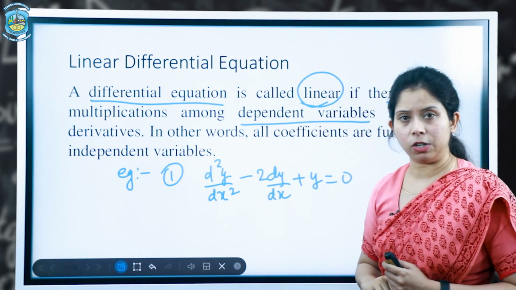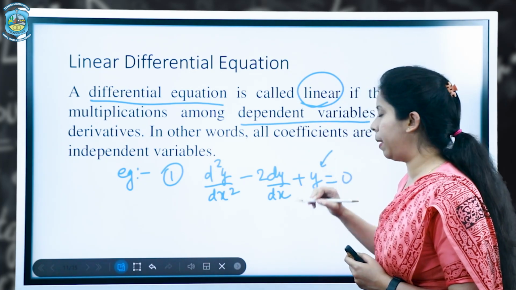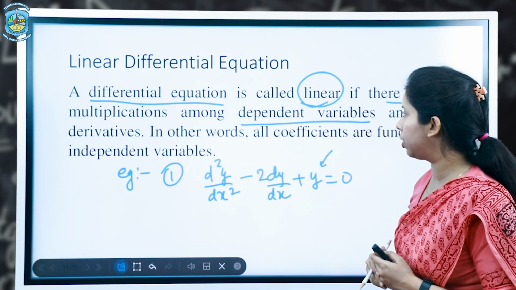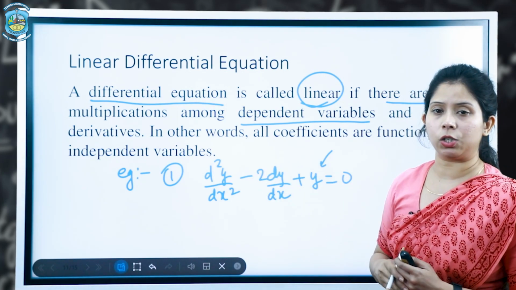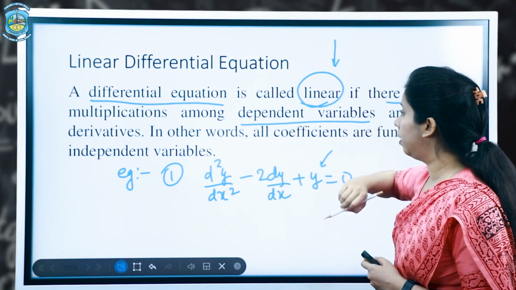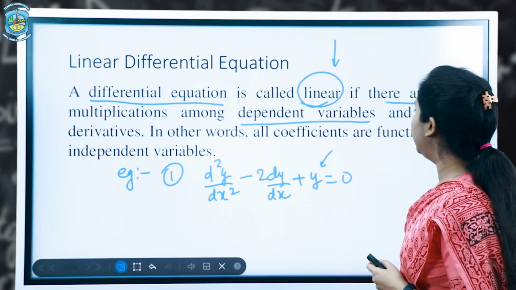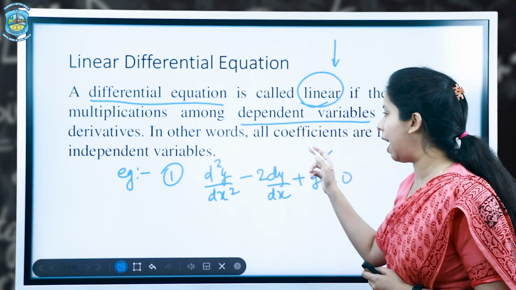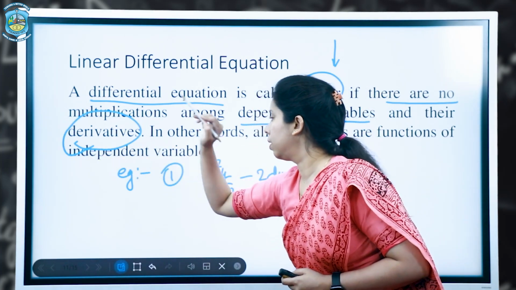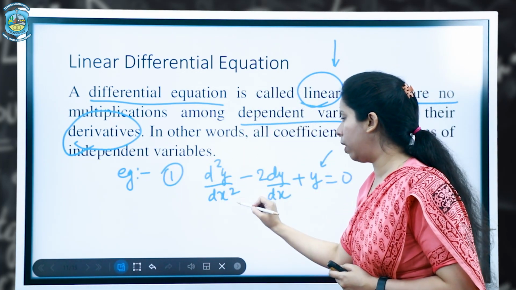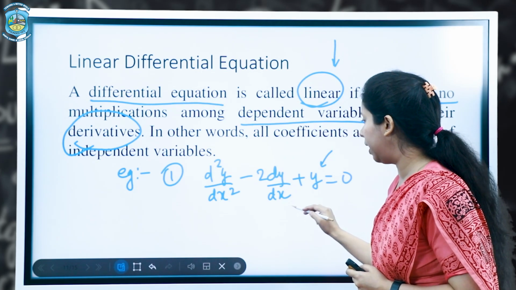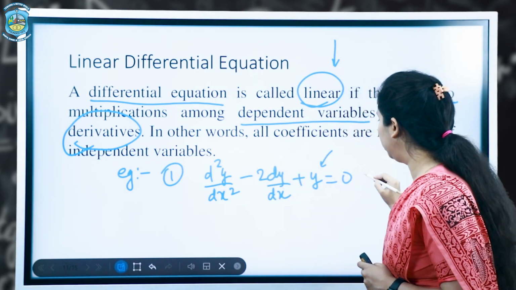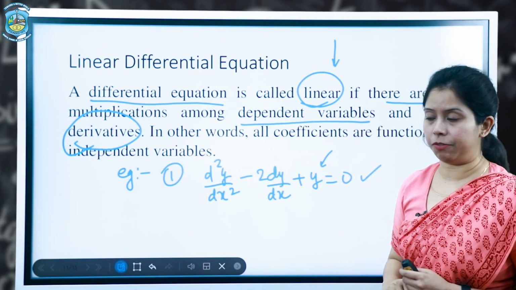So, this is a differential equation. Why? Because here we have the dependent variable y and its derivative. Now, this differential equation will be called linear. Why? Because here there are no multiplications among the dependent variables and their derivatives. So, here we have d2y by dx square minus dy by dx, there is no multiplication of another dependent variable. Therefore, this is an example of a linear differential equation.